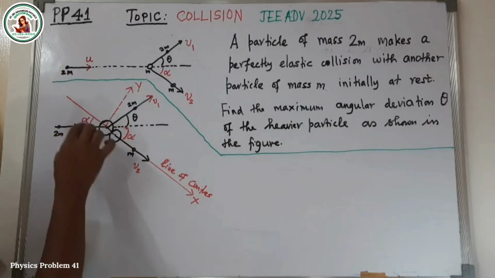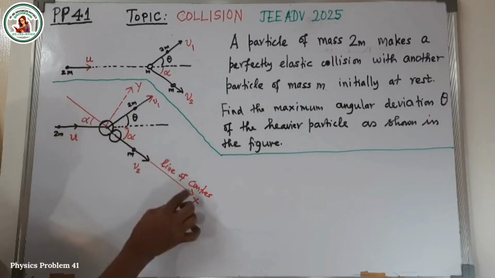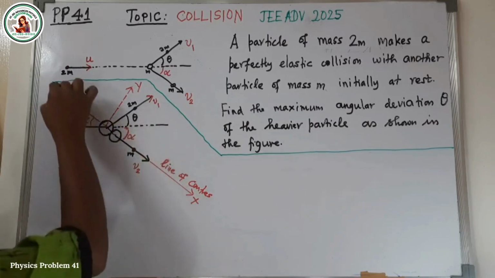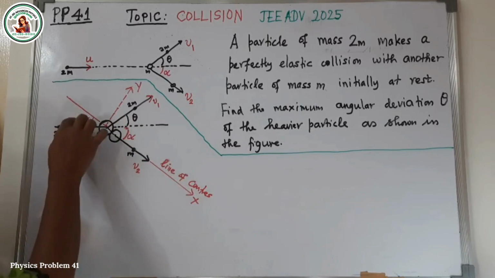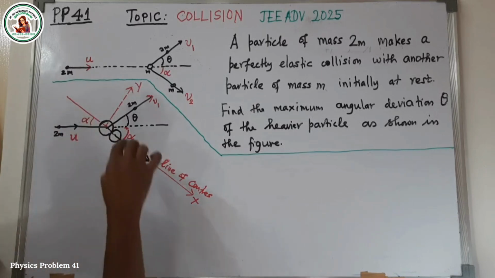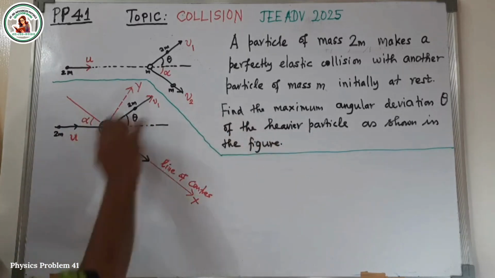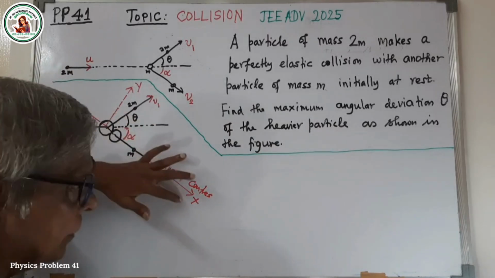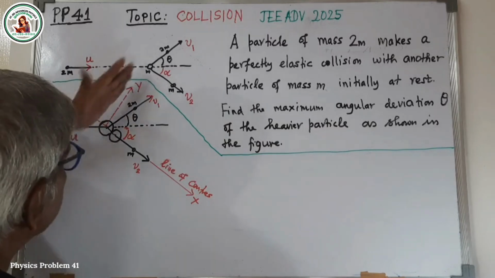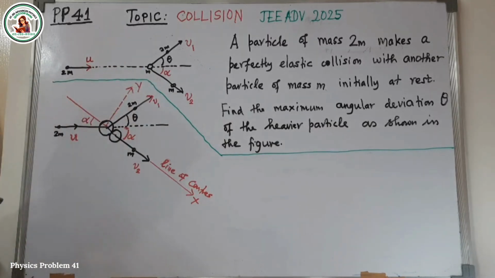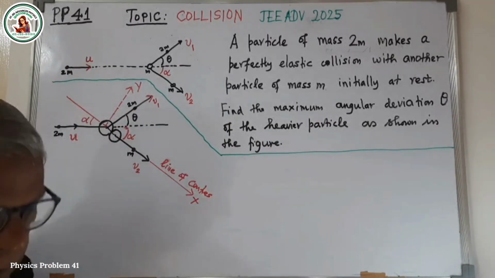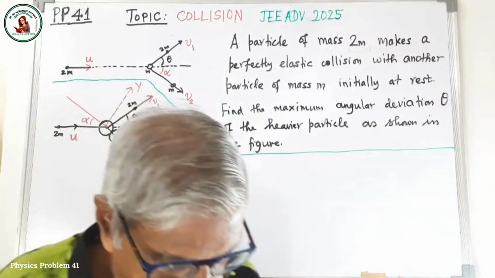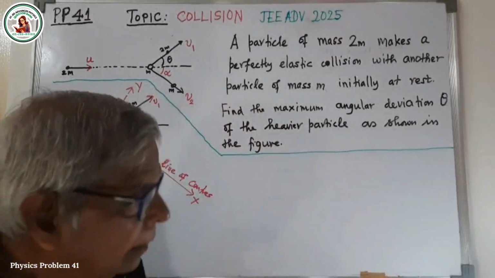So I have marked the angle of the smaller particle as alpha from the original direction. That will be the line of centers also, so both are alpha. Theta is what we want to maximize. I am taking the line of centers as the x-axis and the normal direction as the y-axis, which I have marked. I will use the conventional method of momentum and Newton's equation for this.